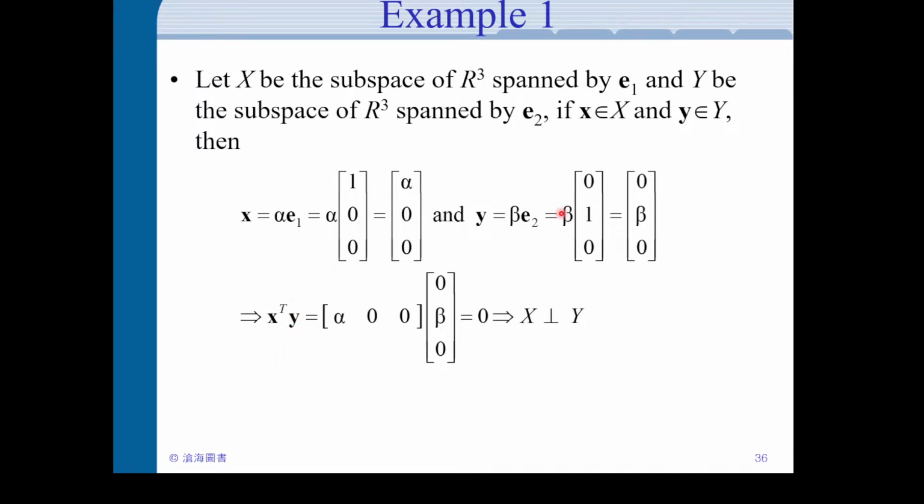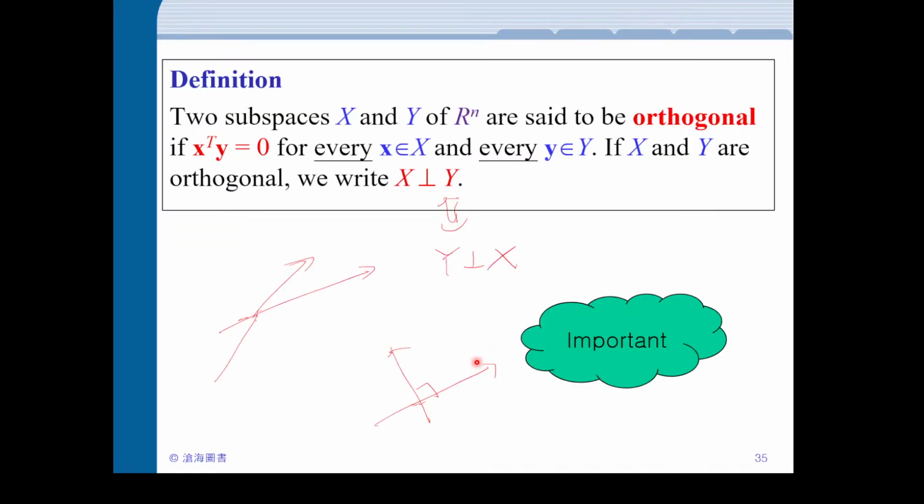And then we take their inner product. We see that no matter what alpha and beta you pick, the inner product will be 0, because you have alpha times 0 here and beta times 0 here. And so we know X and Y are orthogonal to each other. Okay, any question about orthogonal subspaces? The definition is pretty natural.